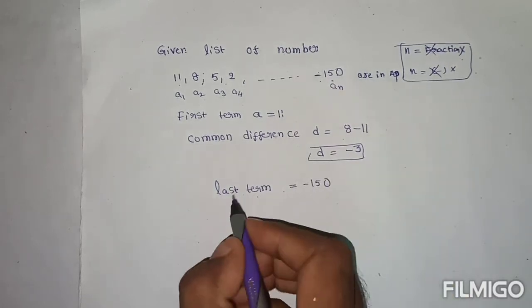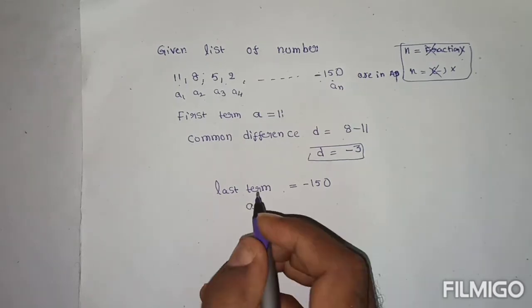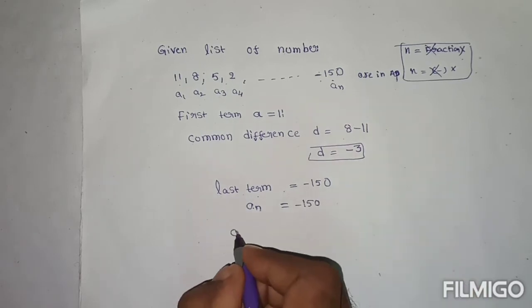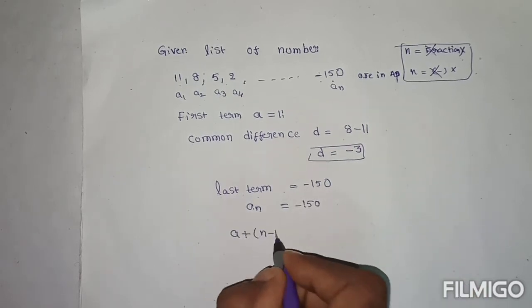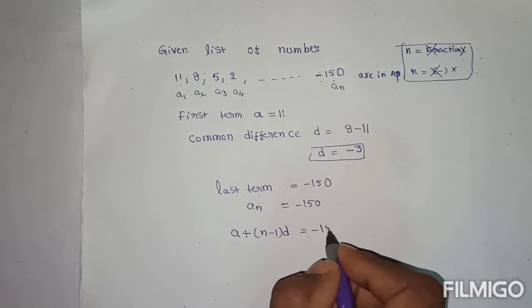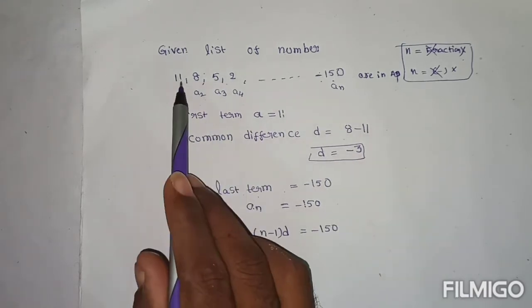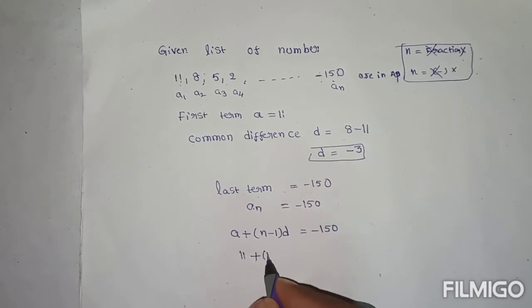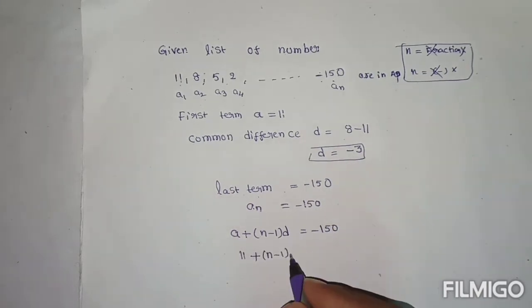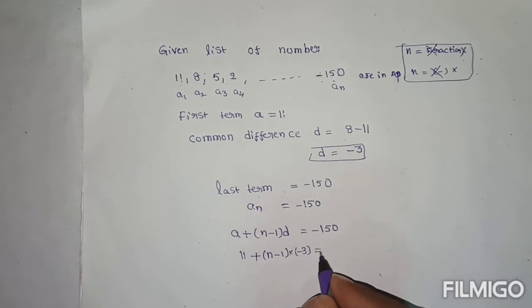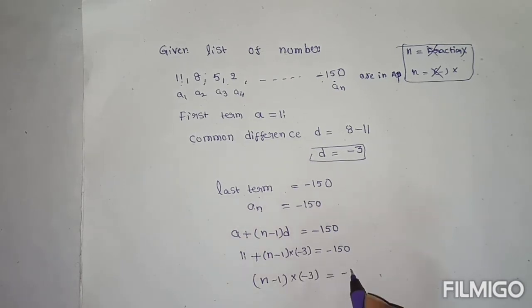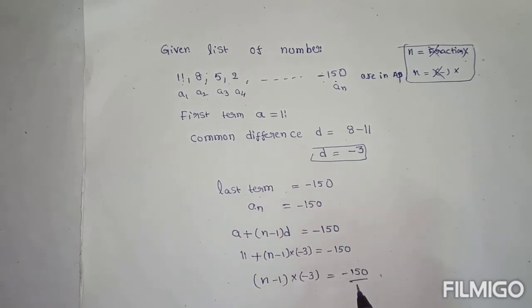What is the last term? AN. AN is equal to minus 150. The AN formula is A plus N minus 1 into D is equal to minus 150. So what is the value of A1? 11. That is A, the first term. So 11 plus N minus 1 into D value, minus 3, is equal to minus 150.